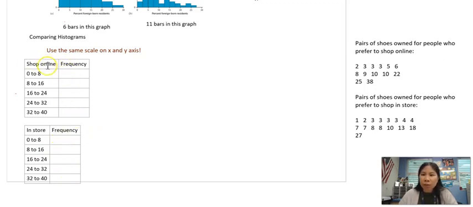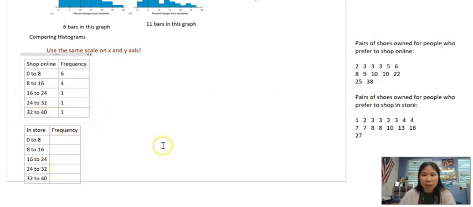So for those who like to shop online, all the numbers that I have between 0 to 8, there are 1, 2, 3, 4, 5, 6, and not including the 8, so just 6 of them. And then from 8 to 16, 1, 2, 3, 4 of those. 16 to 24 would just be the 22, so just 1. 24 to 32 is just 1, and then 1, because there's a 38 that's between 32 to 40.